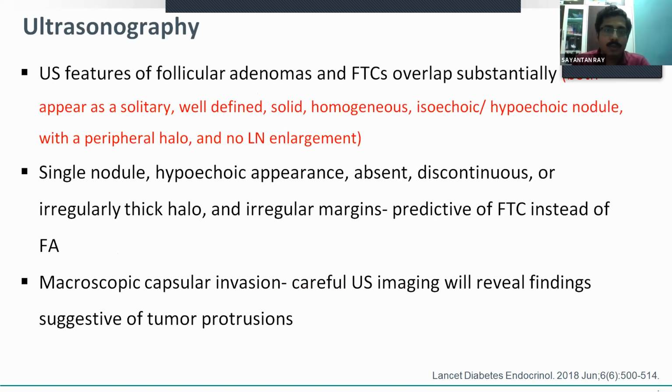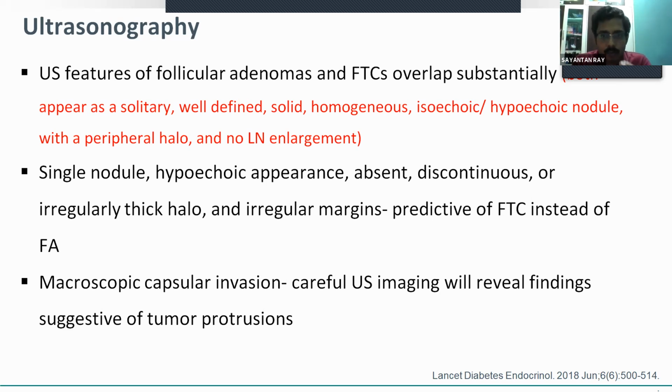Now, coming to ultrasonography, ultrasound features of follicular adenomas and follicular thyroid cancers actually overlap substantially. So the sonographic features of FTC are a bit different from those of PTC. Mostly they appear as a solitary, well-defined, homogeneous, isoechoic or hypoechoic nodule with a peripheral halo, with usually no lymph node enlargement.